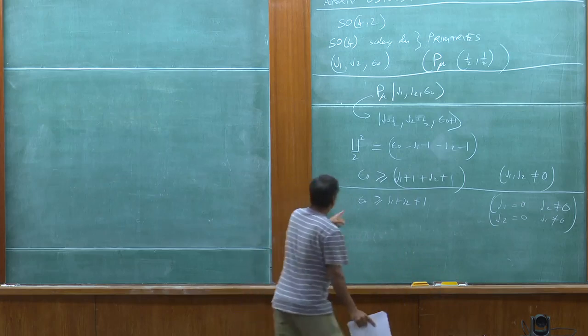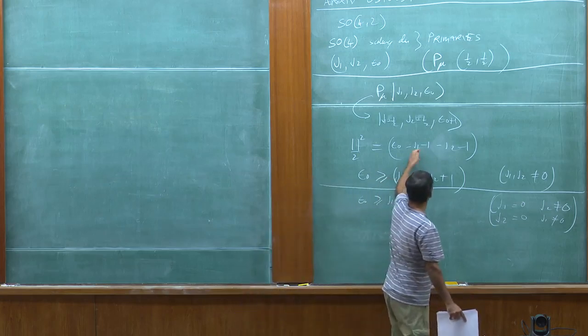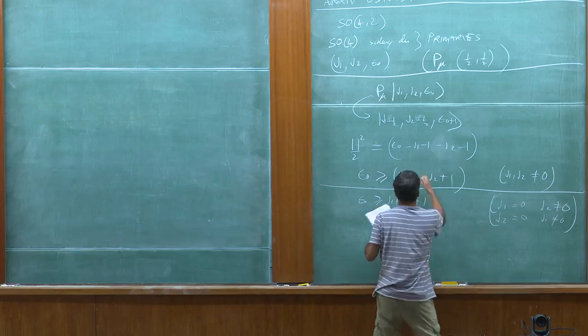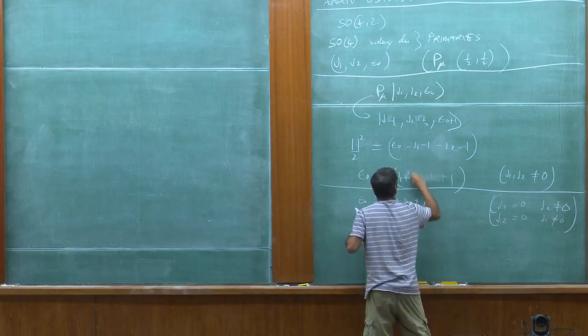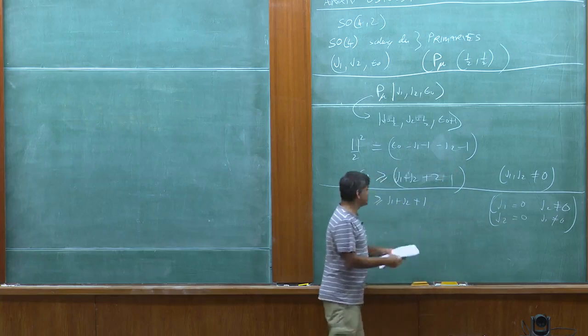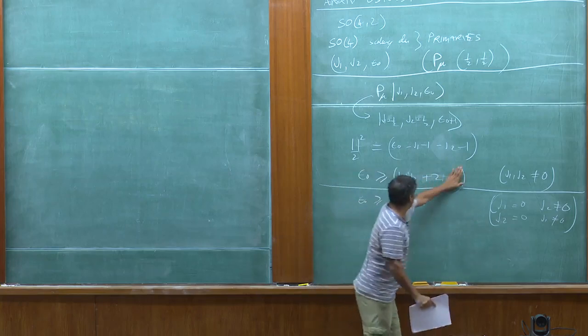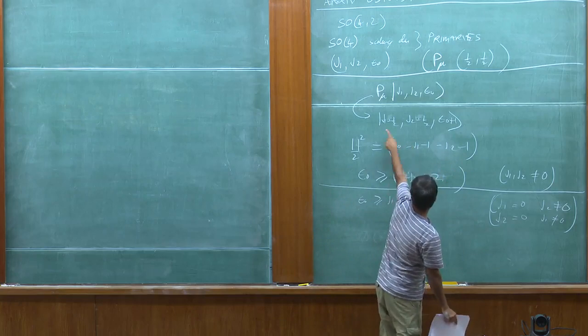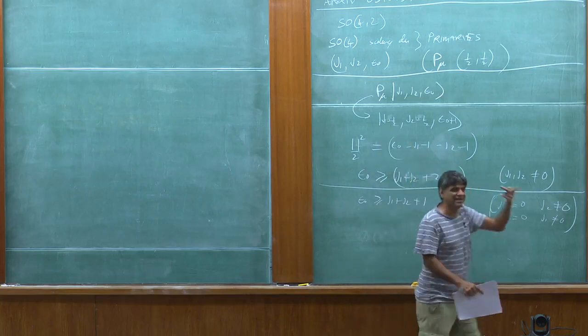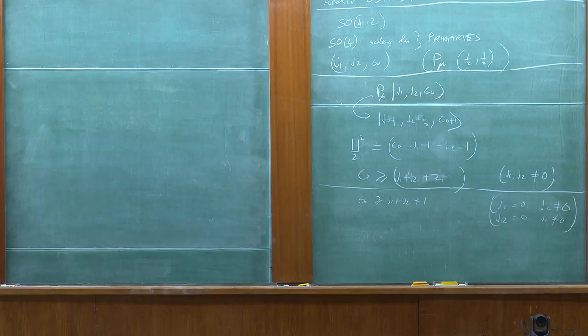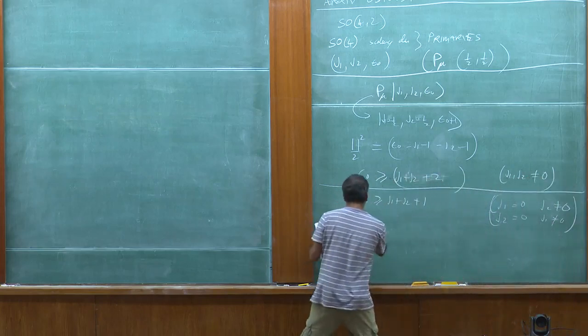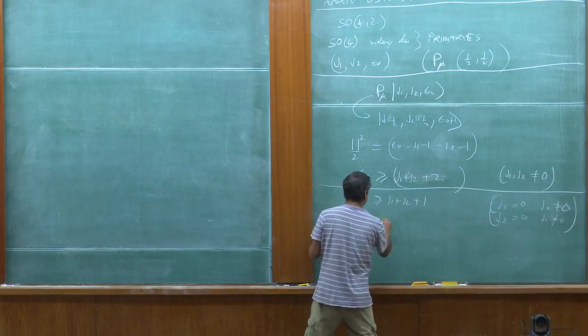Okay, and the difference between these, so this was of course J1 plus J2 plus 2. The difference between this J1 plus J2 plus 2 and J1 plus J2 plus 1 is that for one of these J's, you don't have the minus half, you have the plus half. That makes the difference. Now in the case that both J1 and J2 are equal to 0, you find indeed that epsilon naught has to be greater than or equal to 1.